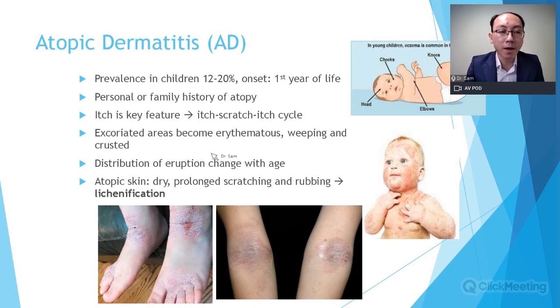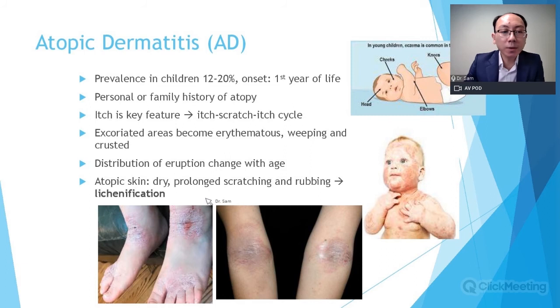When you have atopic dermatitis, the excoriated area will become very red. The baby will scratch, and you have a lot of weeping and serous discharge. This weeping and serous discharge will become crusted. Normally the distribution of the eruption changes with age. When the child is before 1 year old, the distribution is normally over the head, over the bilateral cheeks, and also the elbow.